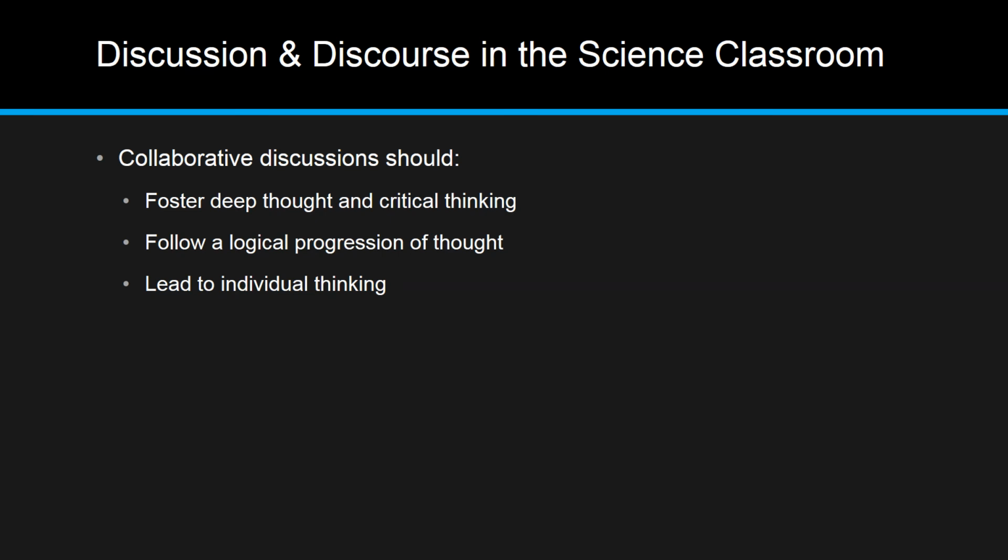In conclusion, collaborative discussion should foster deep thought and critical thinking. It should follow a logical progression of thought, and it should lead to individual thinking and meaning making. In order for students to engage in the learning process and to construct individual meaning, these collaborative discussion facets must be present. The use of discourse and communication in the science classroom is inherent to the nature of science, and with thought, careful planning, and of course practice, they can be effectively used by the secondary science teacher.